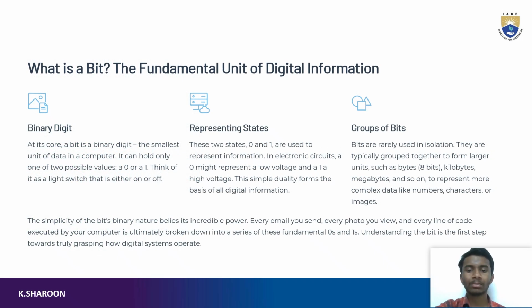What is a bit? The fundamental unit of digital information. First, a bit is a binary digit. At its core, a bit is a binary digit, the smallest unit of data in a computer. It can only hold one of two possibilities, that is, a 0 or 1. Think of it as a light switch that is either on or off, representing states.